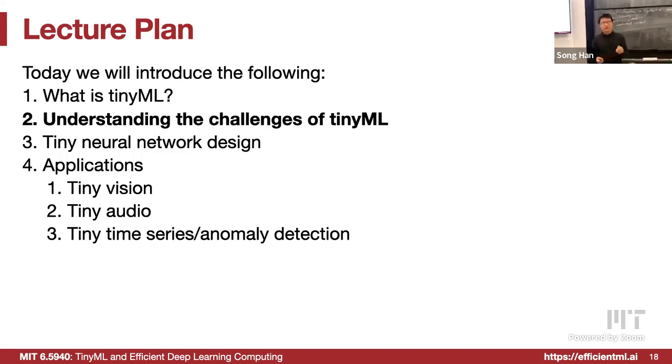Okay, so let's dive deeper to understand the challenge, especially the memory challenge of TinyML. What is the bottleneck for the weight memory? What is the bottleneck for the activation memory?